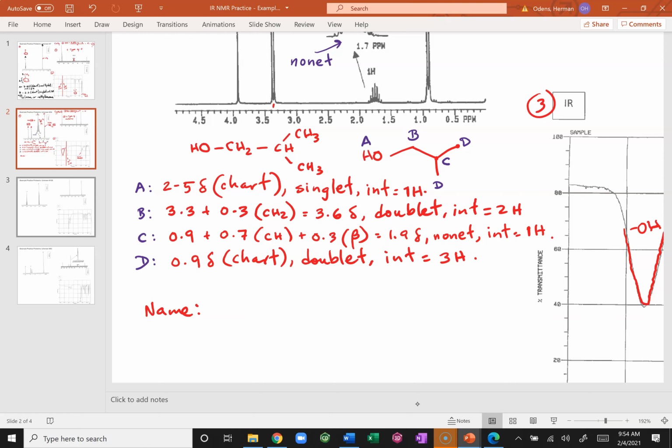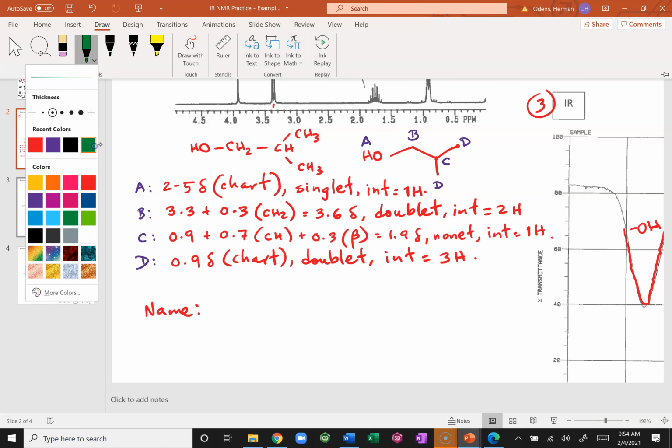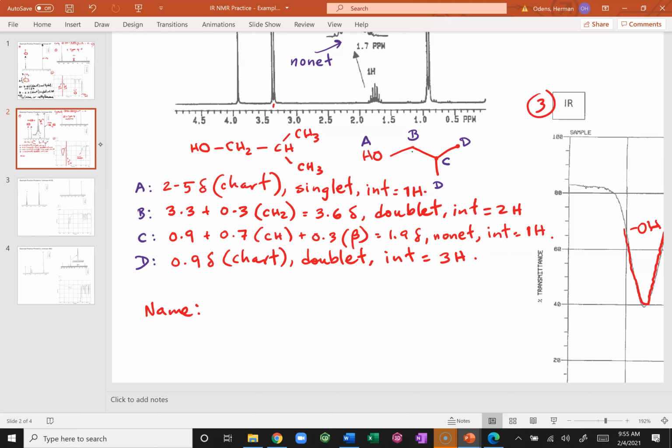2-methyl-propan-1-ol. Very good. So let's label those carbons to remind you. You have 1, 2, 3. So it will be 2-methylpropan-1-ol. All right.